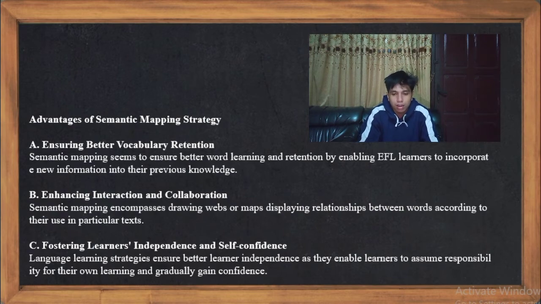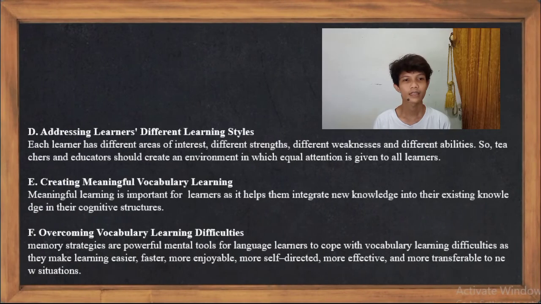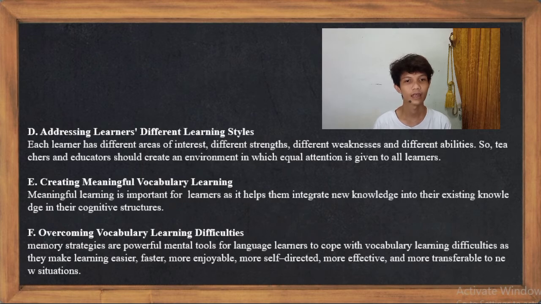while studying their course. Okay, the next is addressing learners' different learning styles. Each learner has different areas of interest, different strengths, different weaknesses, and different abilities. So, teachers and educators should create an environment in which equal attention is given to all learners.